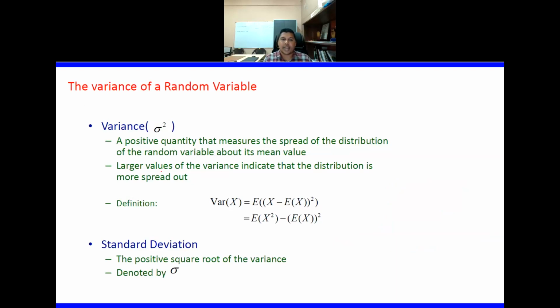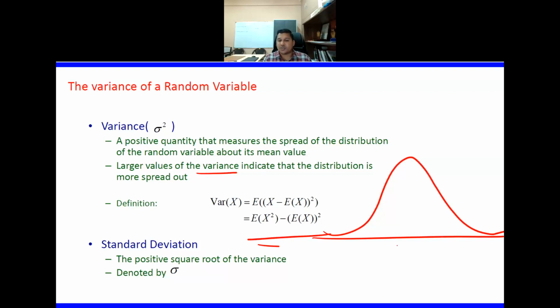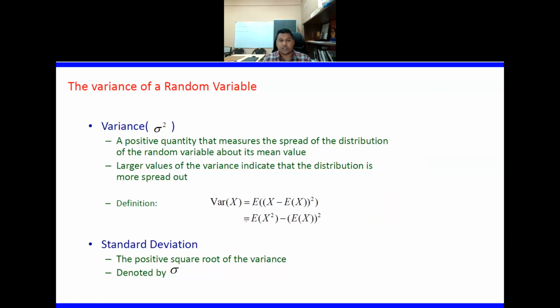So how do we calculate it? Larger values of variance indicate that the distribution is more spread out. This is an example of a distribution. If this is small, and if this is very large, it means the variance is very big here. The formula for calculating variance is E of x square minus E of x whole square.